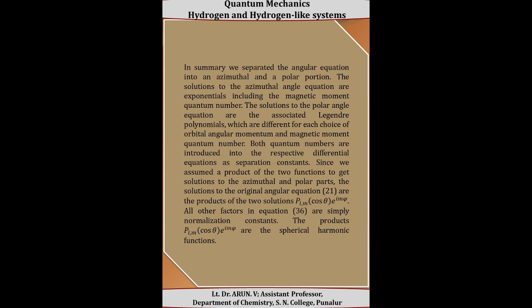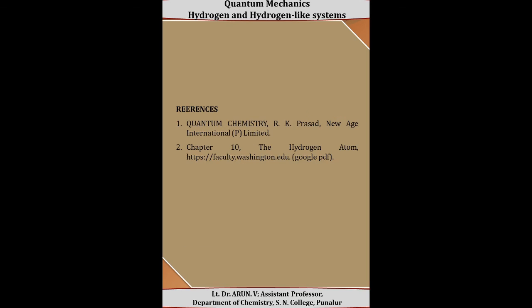Since we assumed a product of two functions to get the solutions of the azimuthal and polar parts, the solutions to the original equation 21 are the product of two solutions, that is P_l^m(cos theta) and e raised to i m phi. All other terms in the above equations are simply normalization constants. The product P_l^m(cos theta) e raised to i m phi gives the spherical harmonic functions.